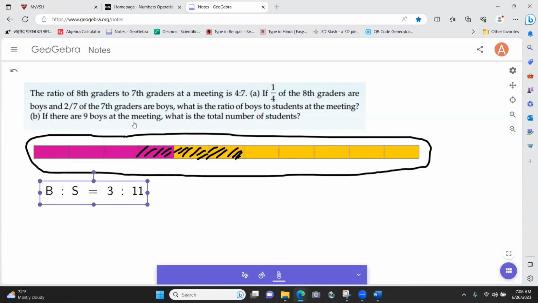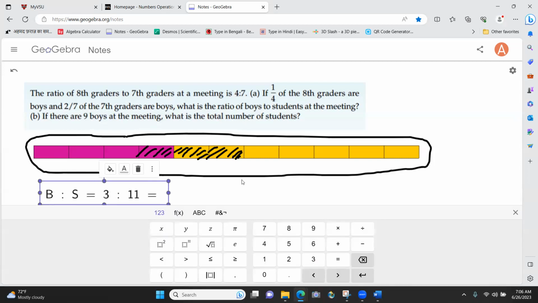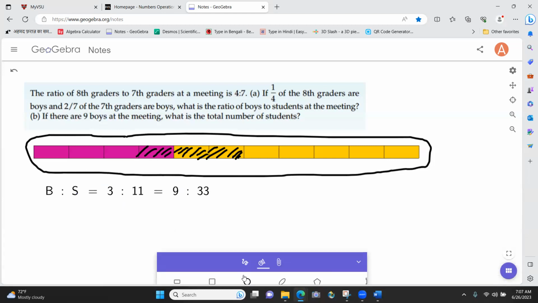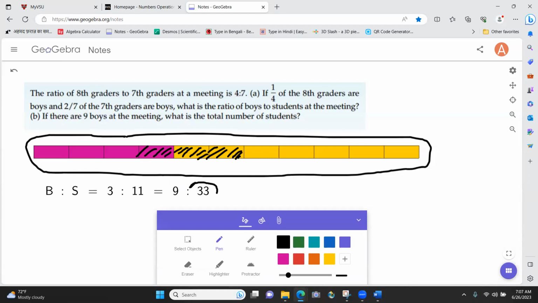Now, if there are 9 boys in the meeting, what's the total number of students? Well, how do you get to 9 from 3? You can use proportion, but it's not worth it. From 3 to 9, you multiply by 3, so you get 3 times 3, 9. And you do the same with 11. You multiply 11 by 3, you get 33. So the answer is there are 33 students. If there are 9 boys, there are 33 students.